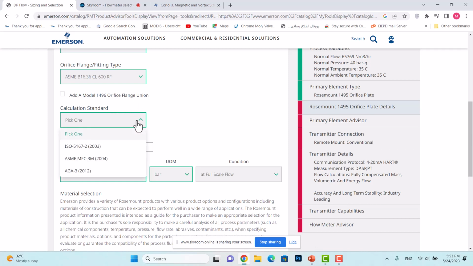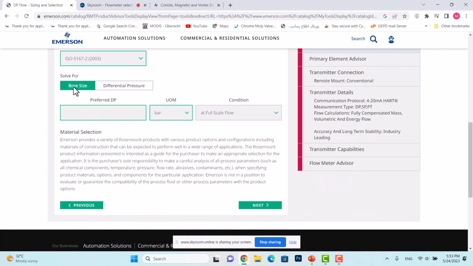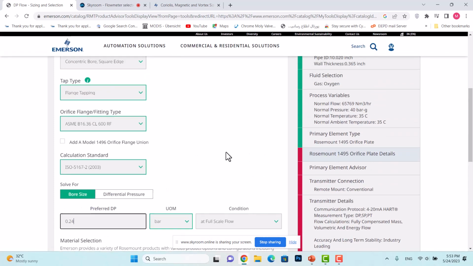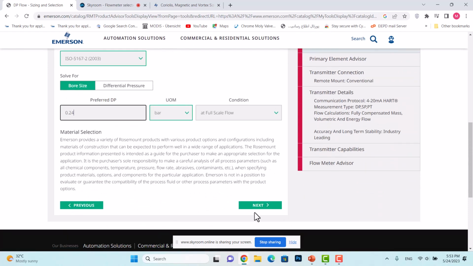Then calculation standards: we have different calculation standards, ISO 5167, ASME and AGA. The most common one is this one, at least for the last projects. And here you can solve for bore size. Preferred DP is this value, and everything is set.